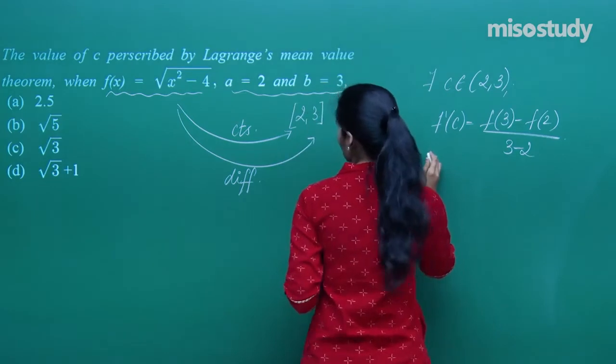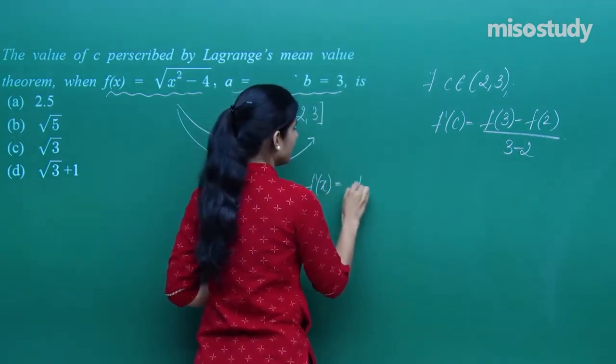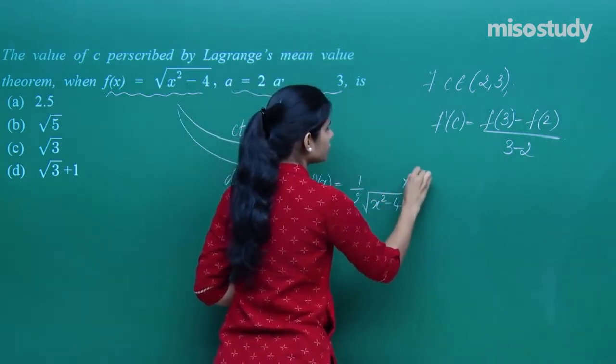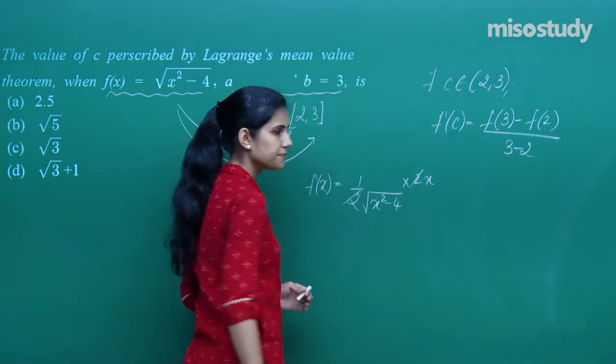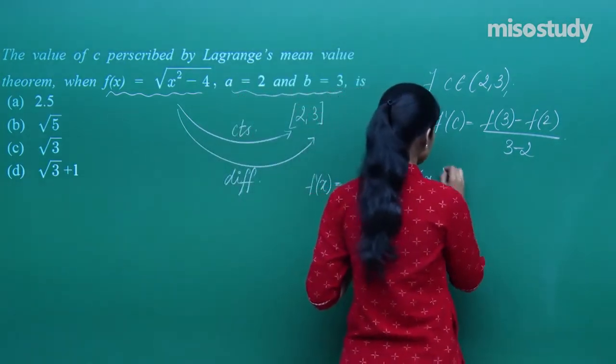What is f dash c? So f dash x is what? It's 1 by 2 root over x square minus 4 into 2x. So f dash c will be c upon under root c square minus 4.